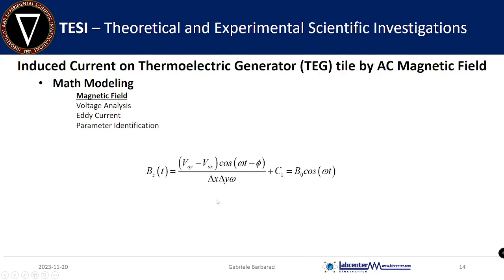So the magnetic field is basically given by the difference of the two amplitude voltages across the capacitor plate, multiplied by cosine of omega t minus phi, over the area, over the distance x dy, and by omega, because we have integrated, plus a certain constant. Now, assuming that we have rephased the signal and imposed the constant to 0, we have Bz as a function of time, like B0, or rather the amplitude, times cosine omega t.